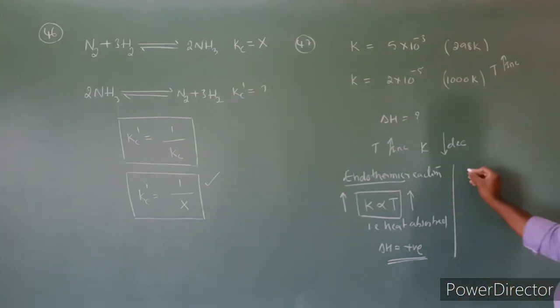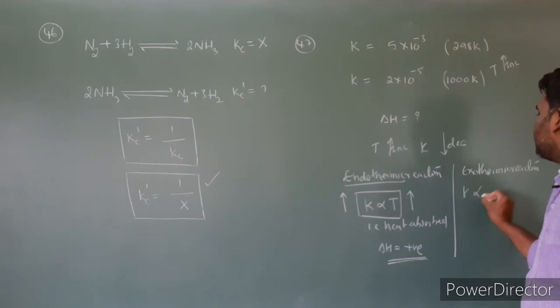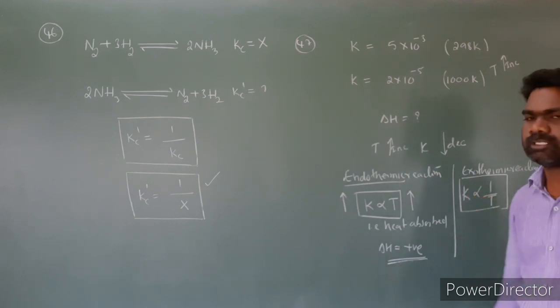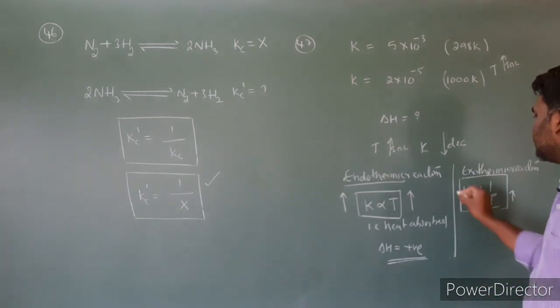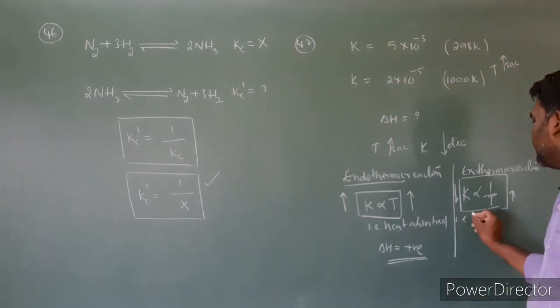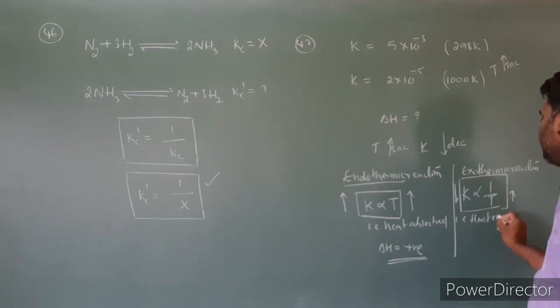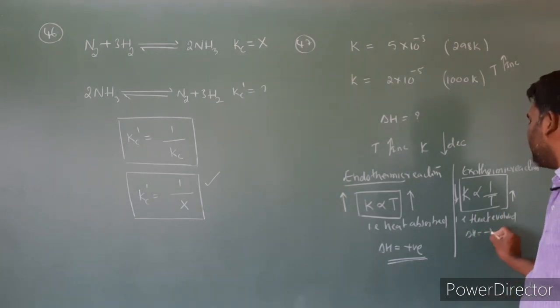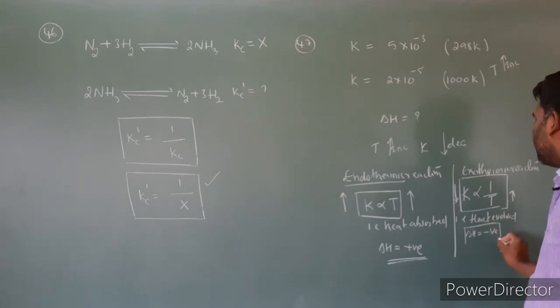Second one, exothermic reaction. In the case of exothermic reaction, K is inversely proportional to temperature. Whenever the temperature increases, K is going to decrease, isn't it? In this case, heat is evolved. For this case, what delta H do we have to take? Negative. Delta H is negative here.